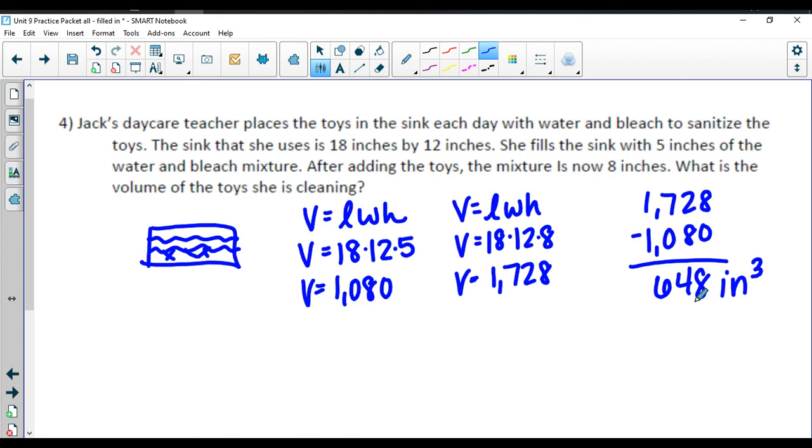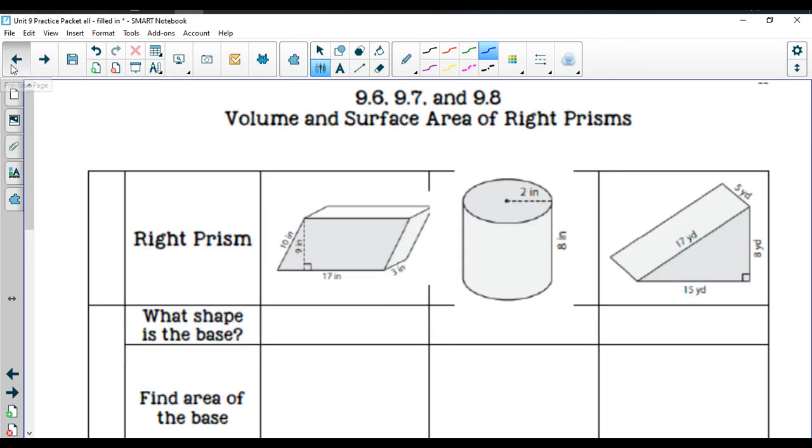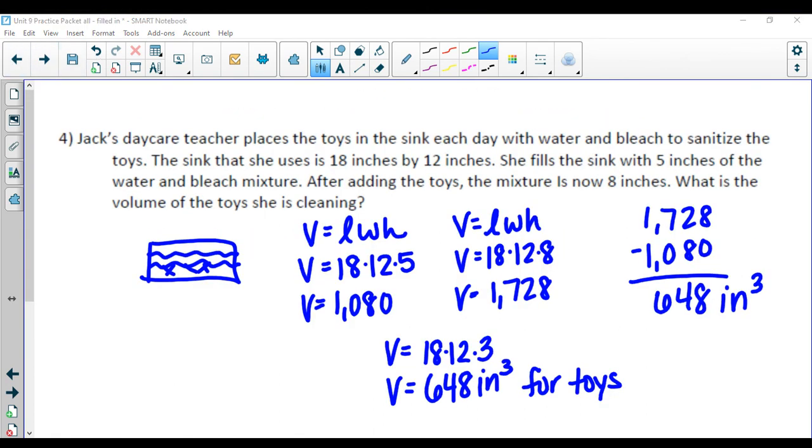So the other way that you could have done this was to realize that the difference here is actually going to be a 3-inch difference. The water has risen 3 inches. So you could have actually just done one volume formula with your volume being the length of the sink being 18, 12 inches for the width, and then the height of the toys changed it by 3 inches. This would jump you right away to the volume of 648 cubic inches for the toys. So those are two different options that you would have to actually solve this one. That's it then for lesson 9.5.